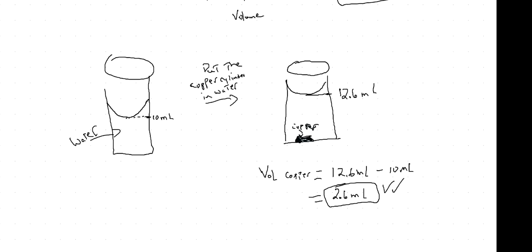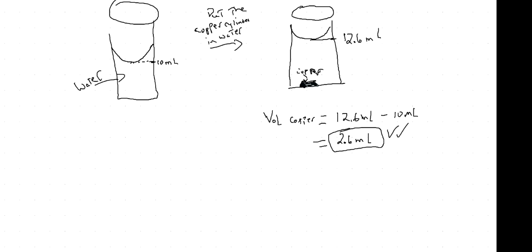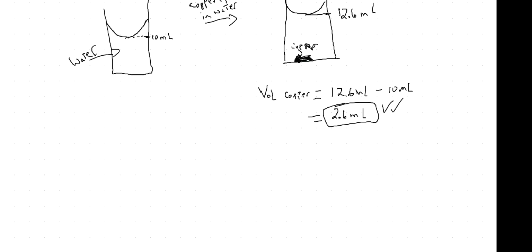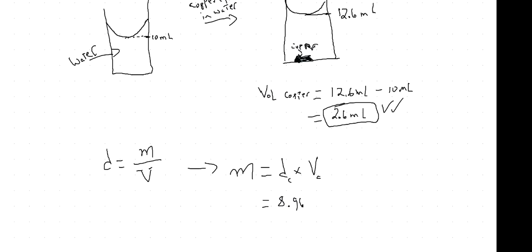Now, if we know the volume of the copper, remember density is mass over the volume. So the mass is the density times the volume. We know the density of copper, and we know the volume of copper. Remember, the density of copper was 8.96 grams per milliliter.